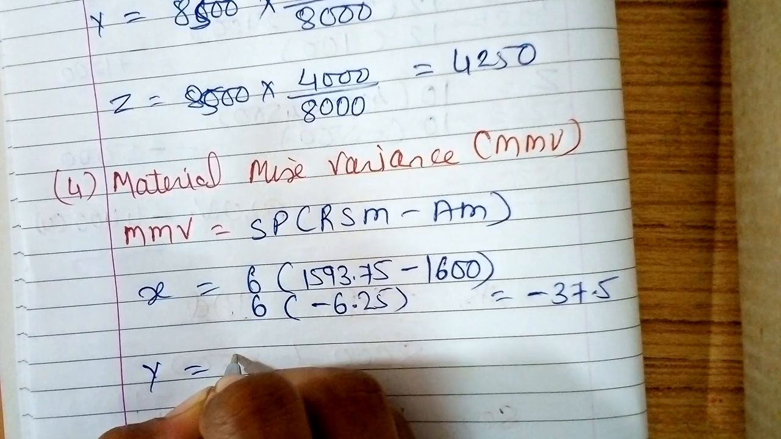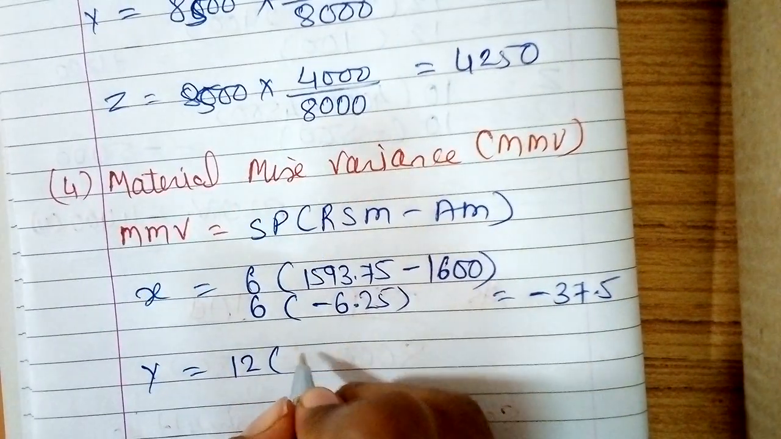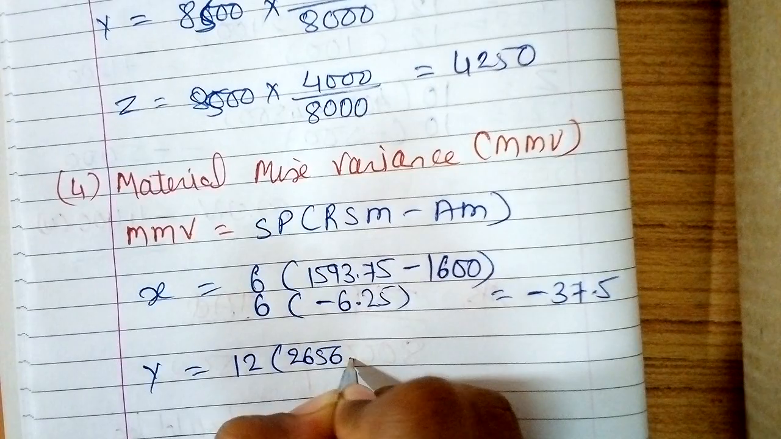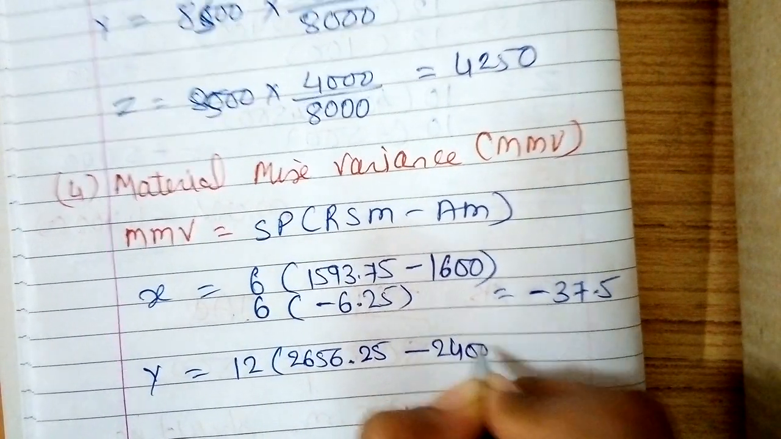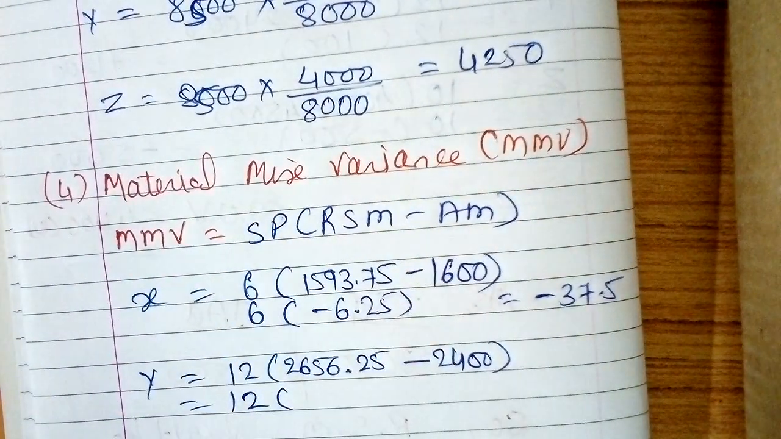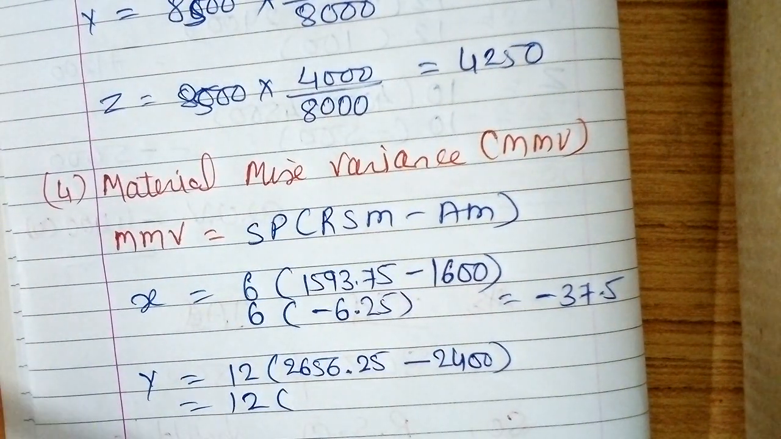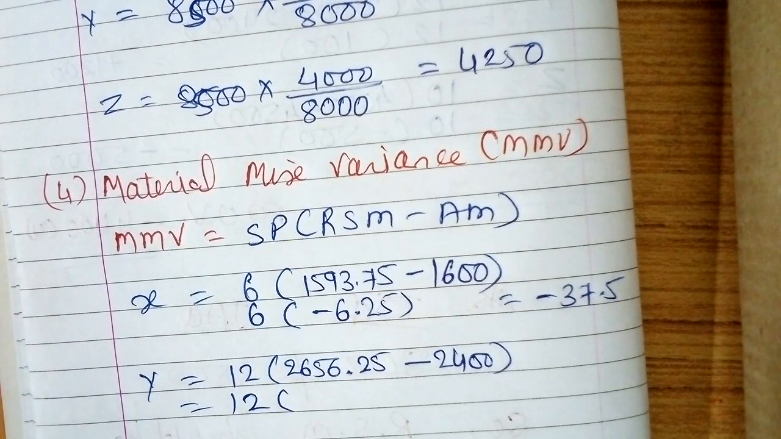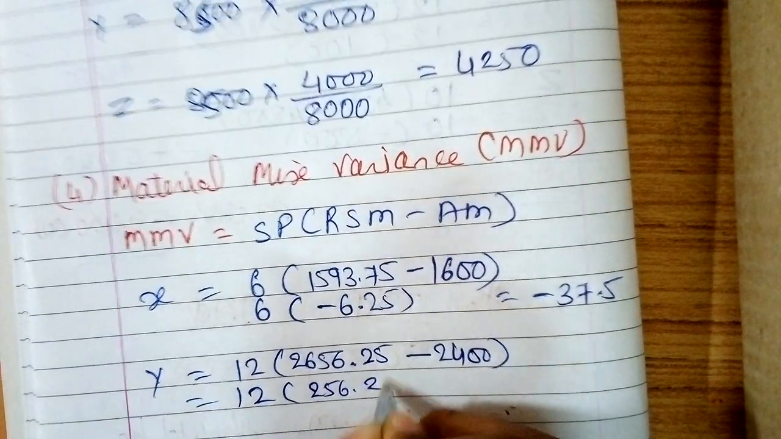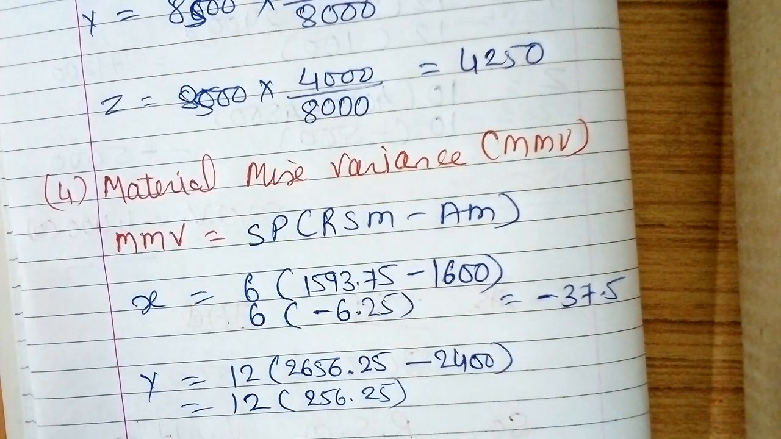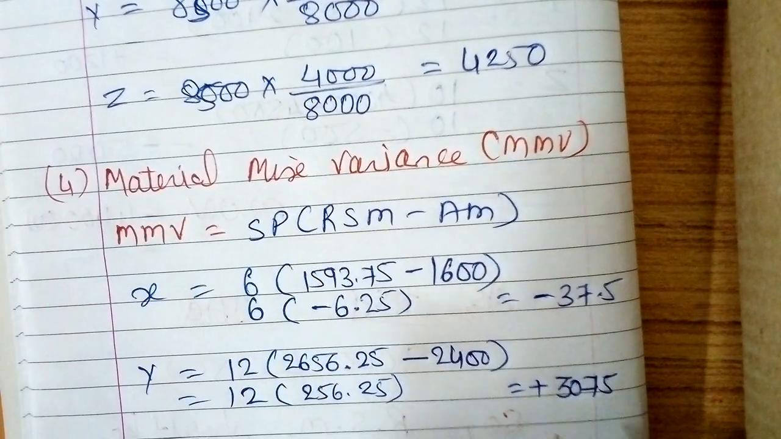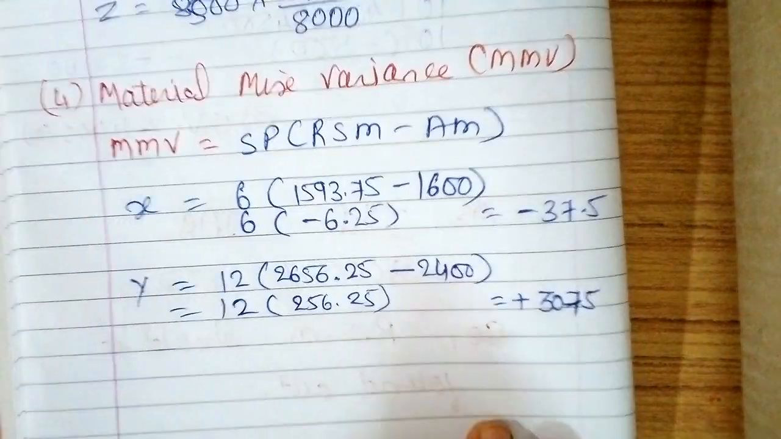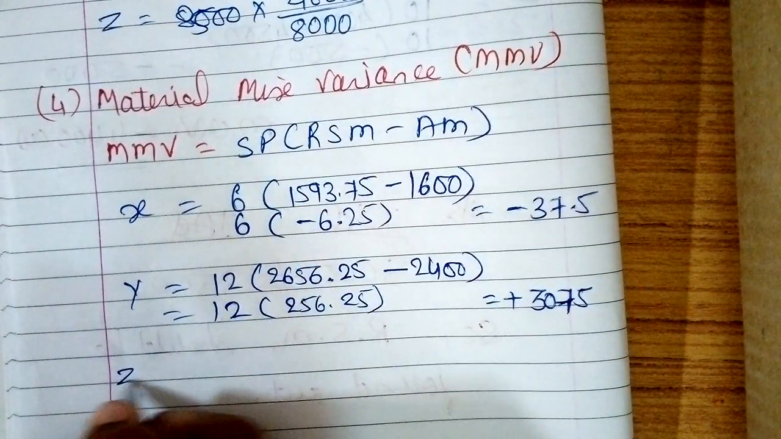Then for Y, standard price is 12, revised standard mix is 2656.25 minus actual mix 2400. So 12 into 2656.25 minus 2400. So 256.25 into 12. So this will be positive 3075. Okay. And last, Z.